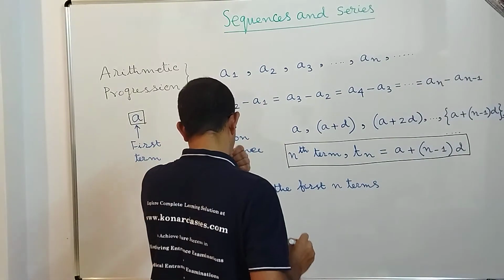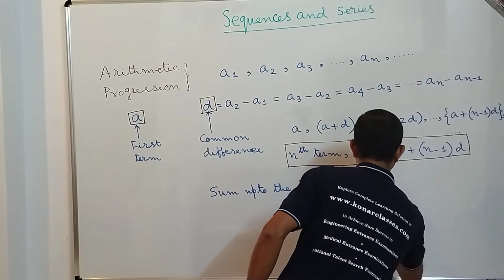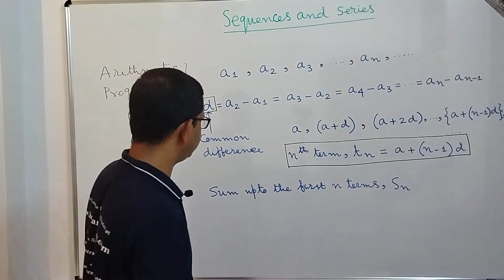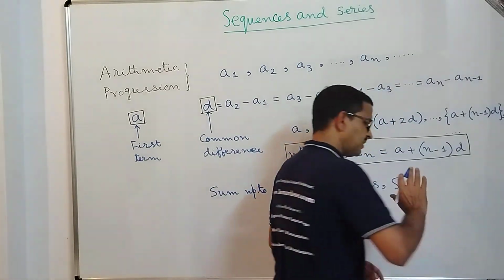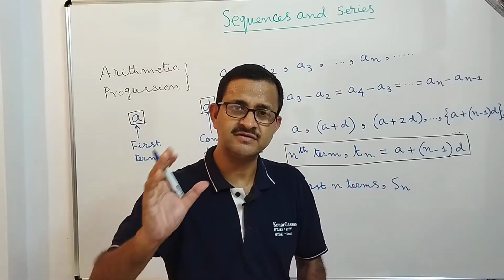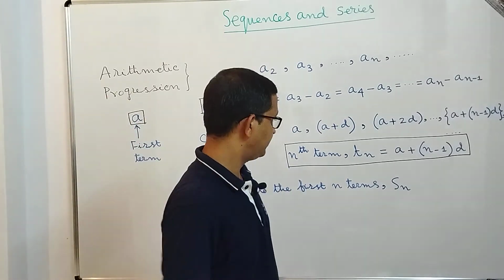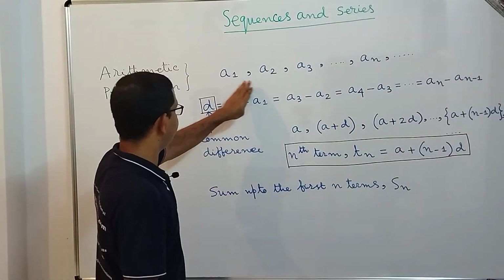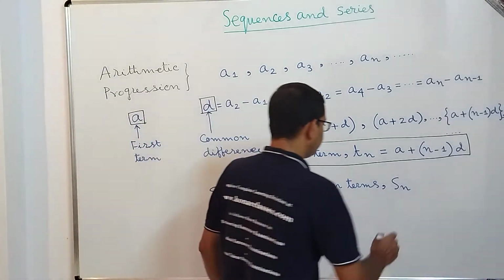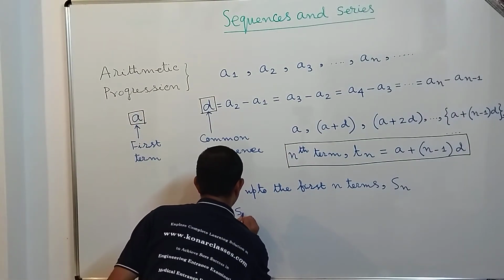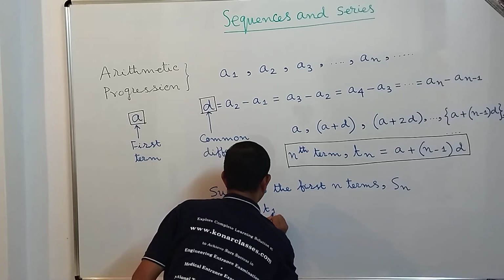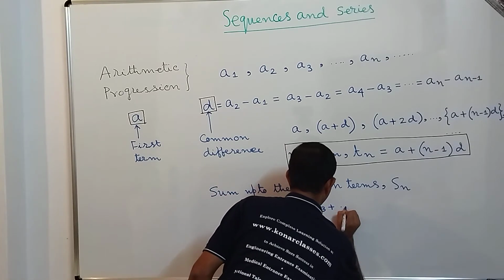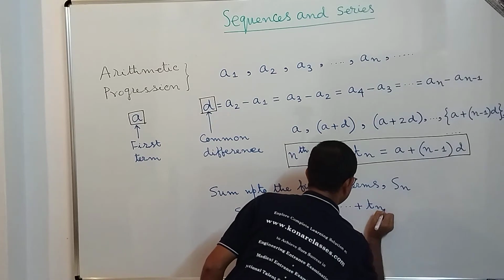Sum up to the first n terms, and that is denoted by Sn, capital Sn. So how is it symbolically represented? Sn is nothing but the first term plus second term plus third term, in that way up to the nth term. By the way, Tn and An in this context are the same. So Sn is equal to the first term, that is T1, plus second term, that is T2, plus third term, that is T3. In that way we go up to the nth term, Tn.